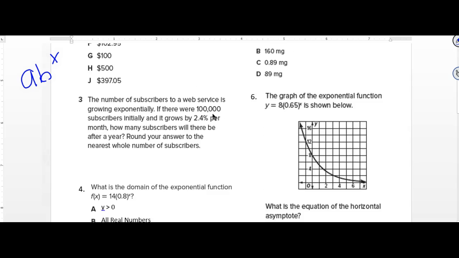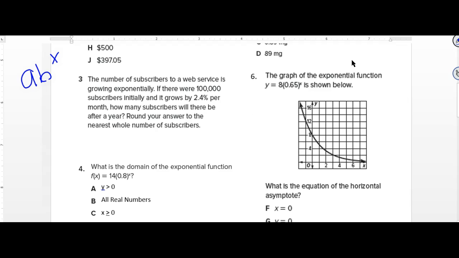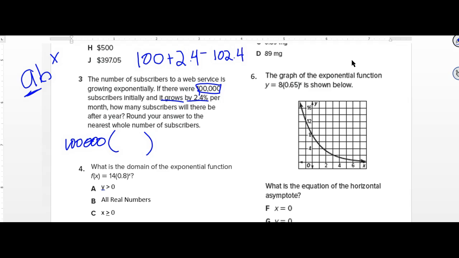Number 3, the number of subscribers to a web service is growing exponentially. If there were 100,000 subscribers initially and it grows by 2.4% per month, how many subscribers are there after a year? So a times b to the power of x, our starting amount, 100,000. Our growth rate, 2.4%. It is growing by 2.4%, so take 100 plus 2.4, you get 102.4. That is our growth rate. We have to convert that to a decimal, though. Take the decimal point, move it 2 places, you get 1.024.